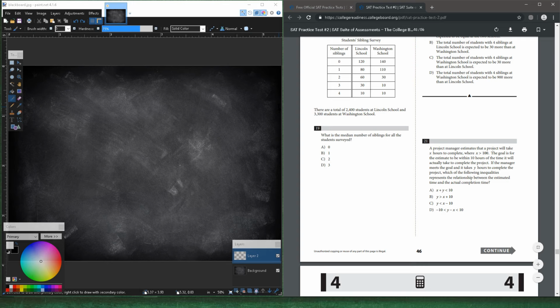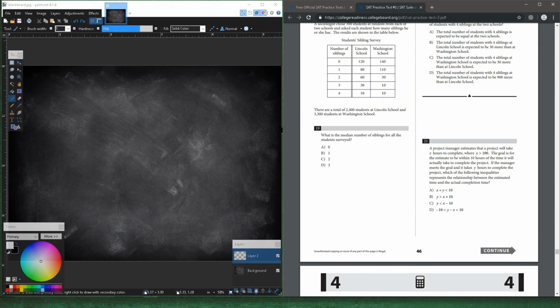We want to find if it's within 10, so it's like negative 10 to 10. So the only one that makes sense is D because it's within that time limit. And it's Y minus X because Y is the actual amount of time and X is the estimate. So the actual would be that amount.